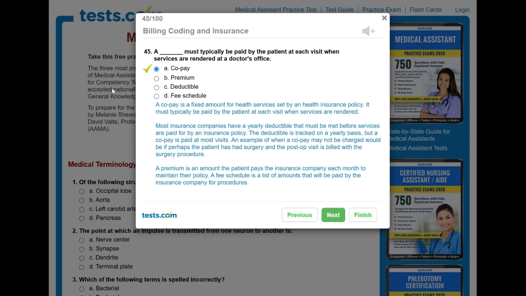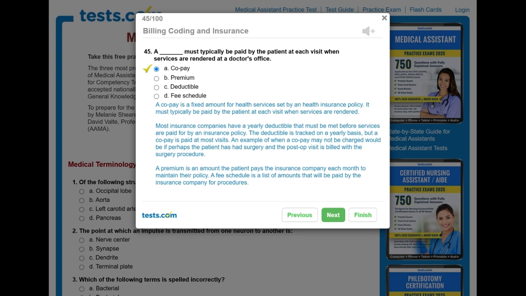A. Copay. A copay is a fixed amount for health services set by a health insurance policy. It typically must be paid by the patient at each visit when services are rendered. Most insurance companies have a yearly deductible that must be met before services are paid for by an insurance policy. The deductible is tracked on a yearly basis, but a copay is paid at most visits.